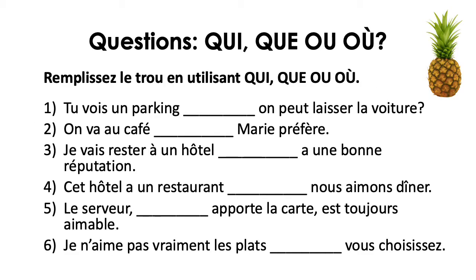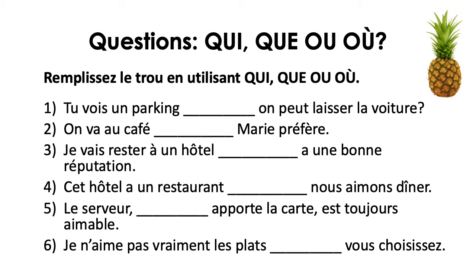Okay, encore une fois, prenez vos stylos. What you need to do now is pause the video and complete questions 1 to 6, writing down whether you would need qui, que, or où in each of these sentences. Remember that qui is going to come before a conjugated verb. Que is always going to come before a subject, and où represents time or place.